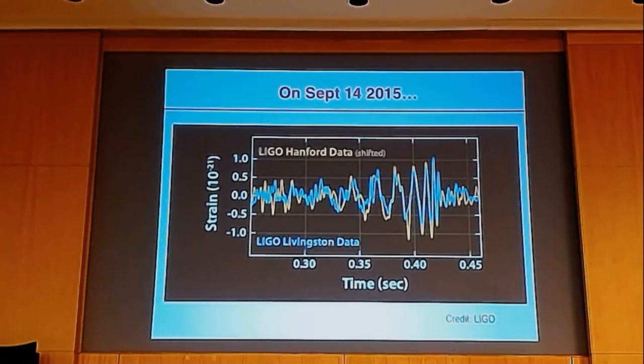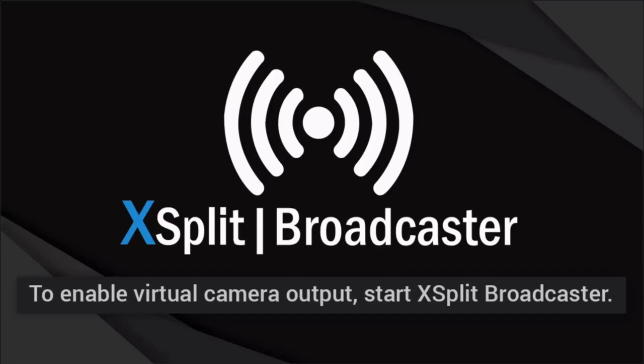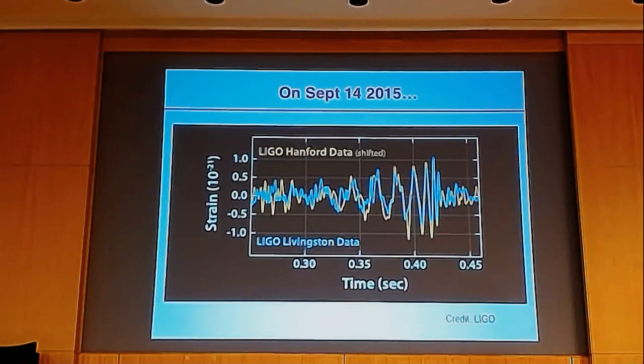So when we saw this, I have to say that none of us believed it. We thought, who put that in there? We have done simulations where we actually push the mirrors to simulate gravitational waves to test our systems. That's what we thought this was.